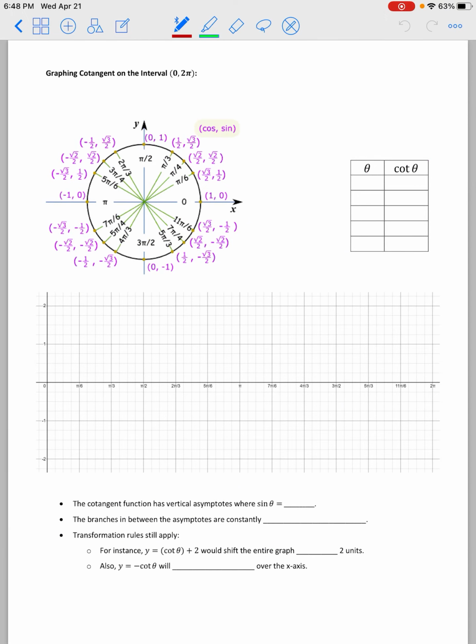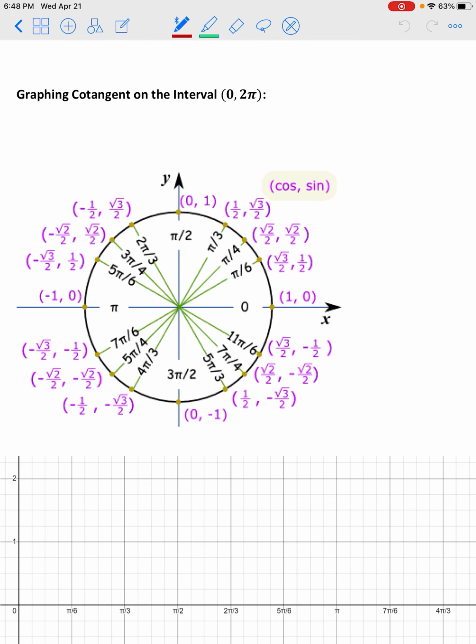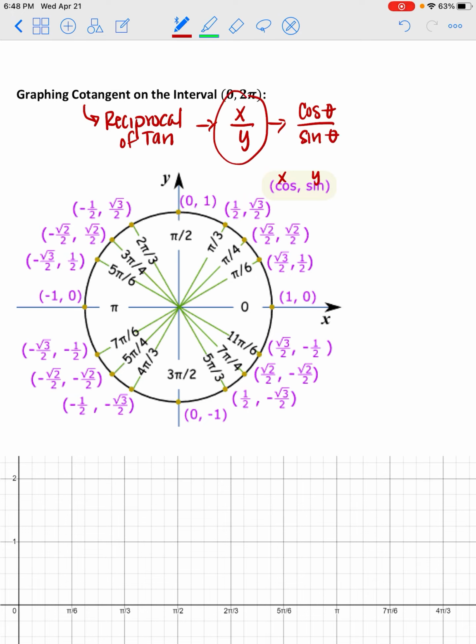So cotangent, if you recall, is just the reciprocal of tangent. And tangent, we said, was y over x, which means on the unit circle this would be x over y. But remember, that's just cosine and sine, so we really want to be thinking of cotangent as the cosine of theta over the sine of theta. Okay, but we are using the unit circle, so if we want to just say x over y, totally fine. But those are all ways that we can be thinking about cotangent.